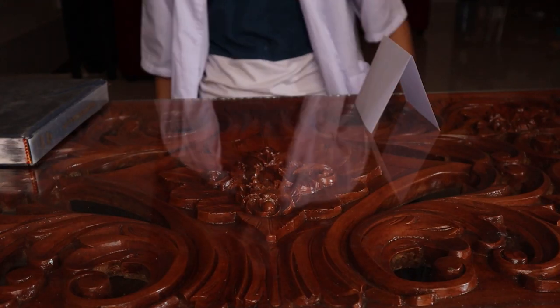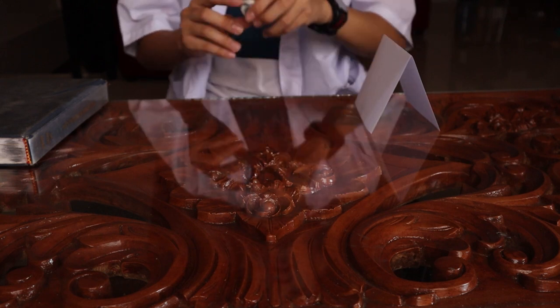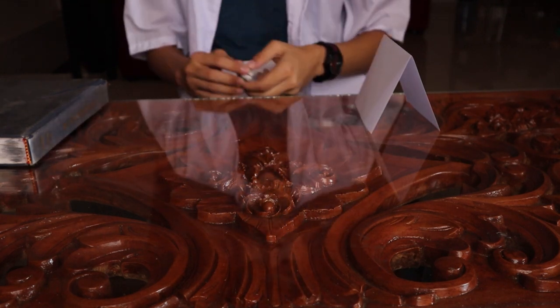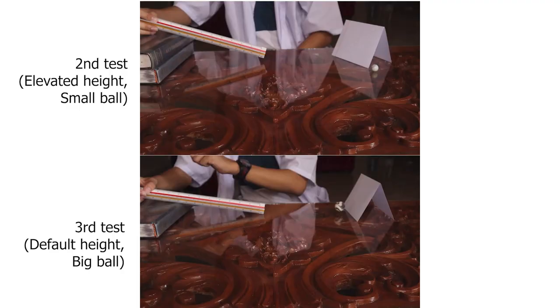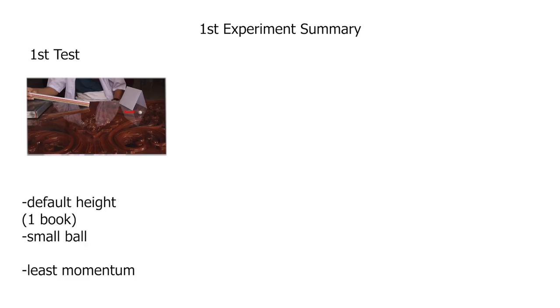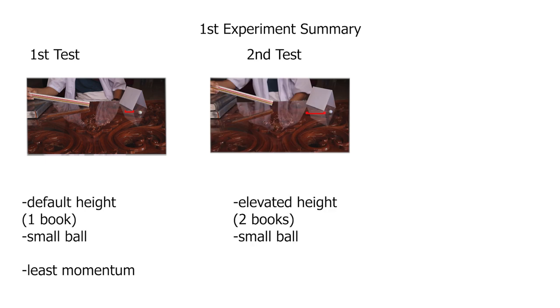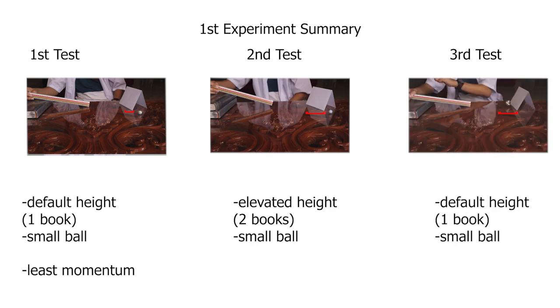And for the third test, let's use the second ball, which is bigger. We observed that this test has almost the same momentum as the second test. To summarize the first experiment, we found that the ball rolling down the height of one book has the least momentum. Stacking two books or using a large marble or ball increased the momentum by an almost equal amount.